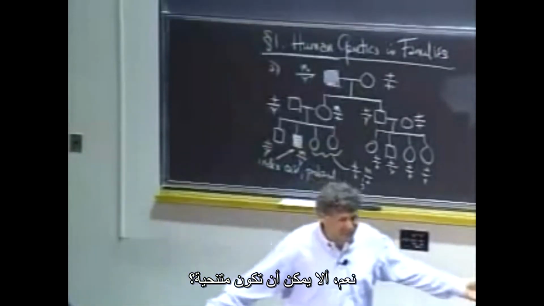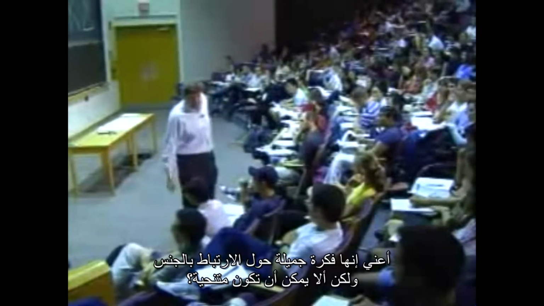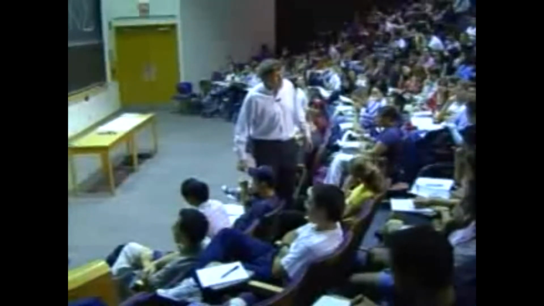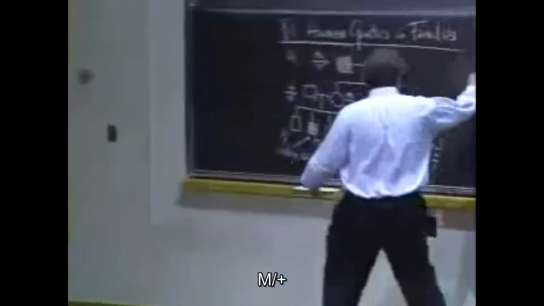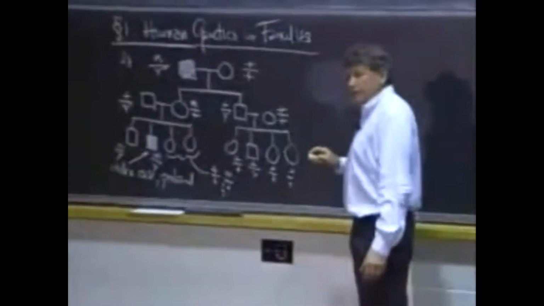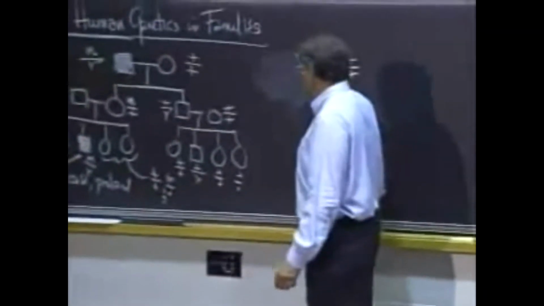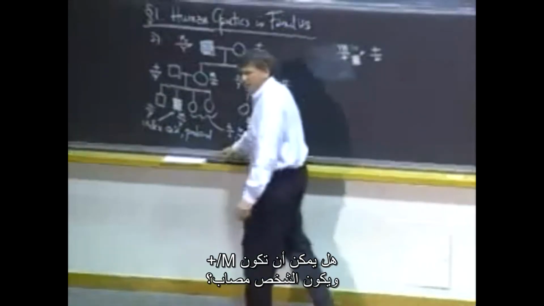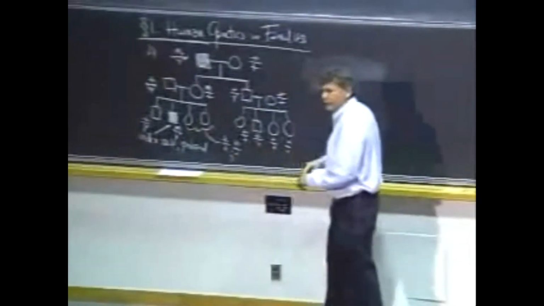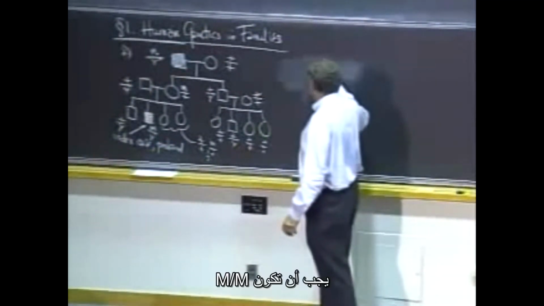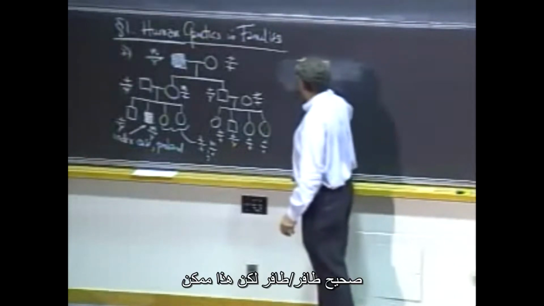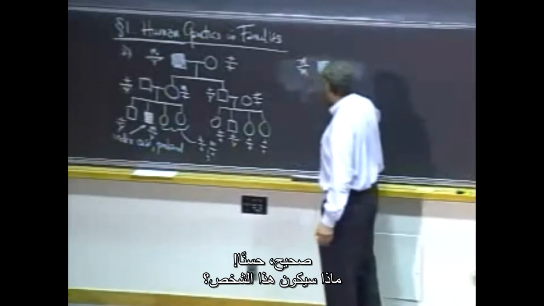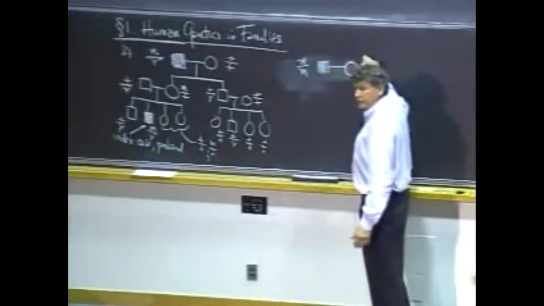Yeah, couldn't this just be recessive? I mean, it's a nice story about the sex link, but couldn't it be recessive? So walk me through it being recessive. M over plus, plus over plus. Oh, so wait, hang on. Could this be M over plus and that person be affected? It's got to be M over M, right? So mutant over mutant. But that's possible.